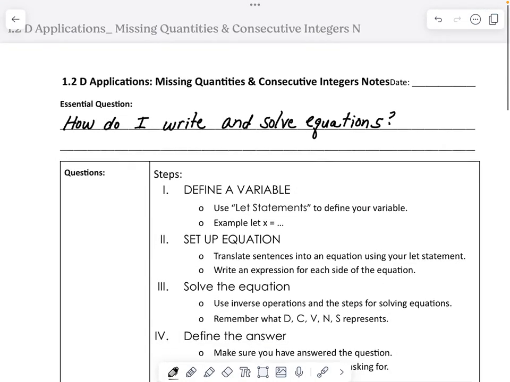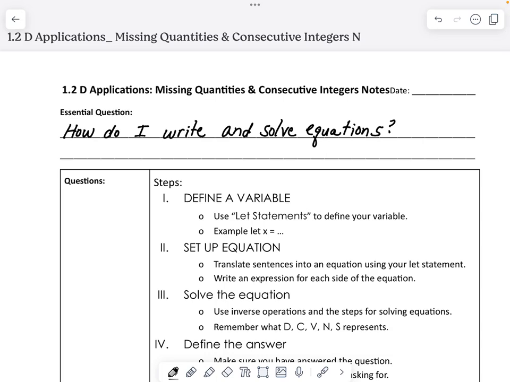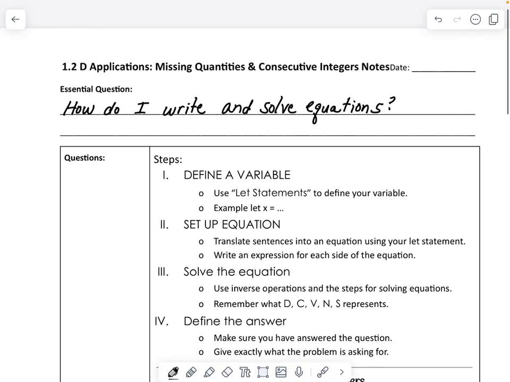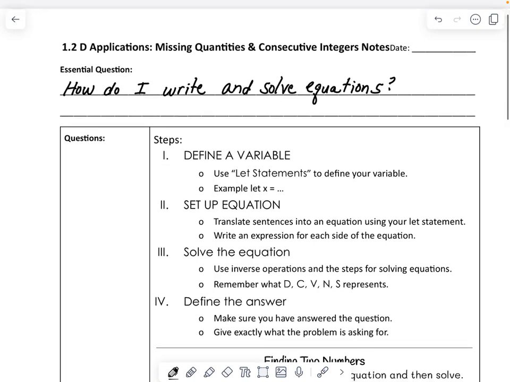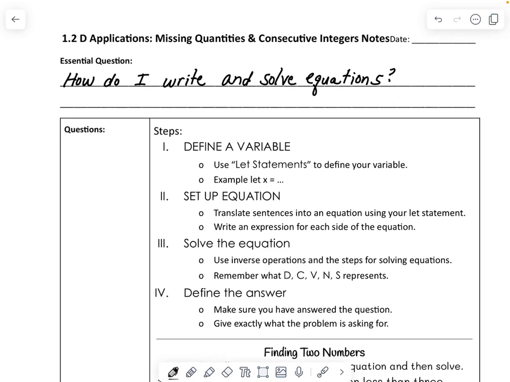Alright, so in this video, I'm going to cover 1.2D, applications, missing quantities and consecutive integers. So this is a continuation of what we covered in 1.2C. You're going to follow the same steps.